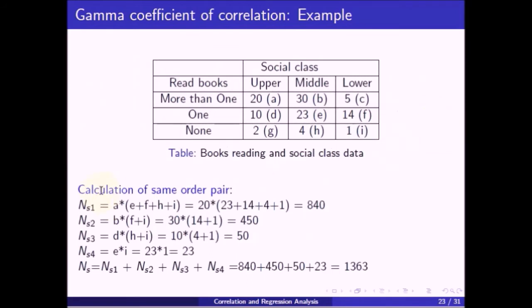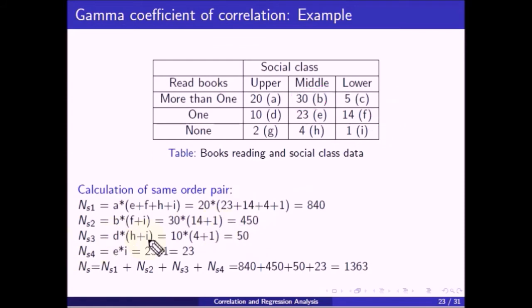First we have to calculate NS, the calculation of same order pairs, so we put in all the values. NS1 is A into E plus F plus H plus I, and the answer is 840. Similarly NS2 is B into F plus I, so 30 into F plus I, that is 40 plus 1. The answer is 450.